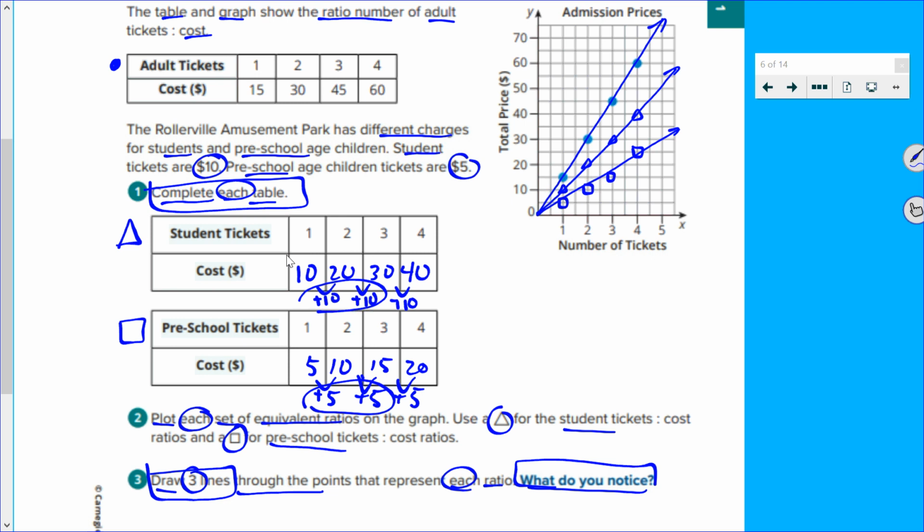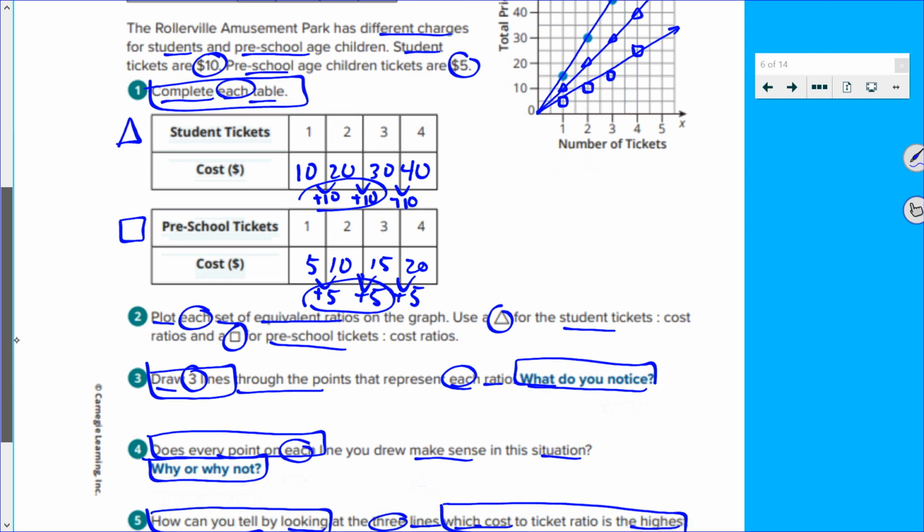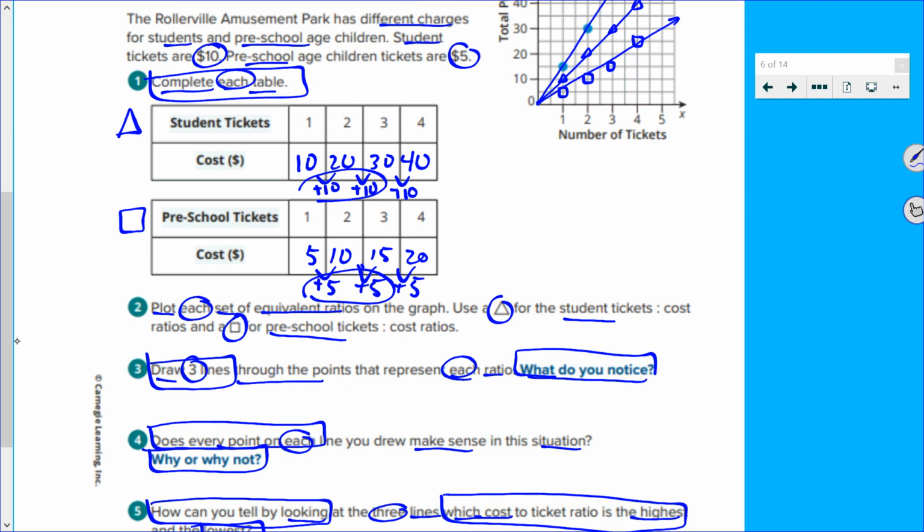So we have now done number 1 completely. We did the table. 2, we plotted them. 3, we drew 3 lines. Is there something else we have to do on that one? What do you think, Samuel?